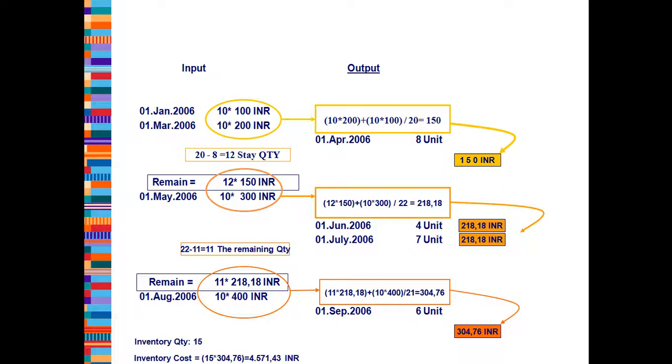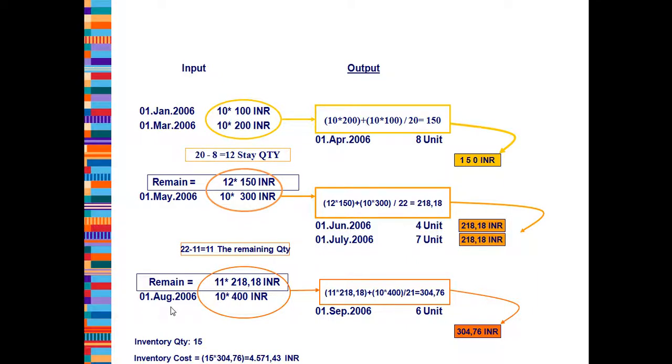Then suppose on 1st of May I again purchase 10 more materials with a unit price of 300 rupees. And what will be the average then? It will be 12 into 150 plus 10 into 300 divided by the total quantity of materials, that is 22. Then the average will be 218.18 rupees. Now suppose on 1st of June I sell 4 units and on 1st of July I sell 7 units. Then my remaining quantity becomes 11 units. So the average unit cost will be included with those 11 units.